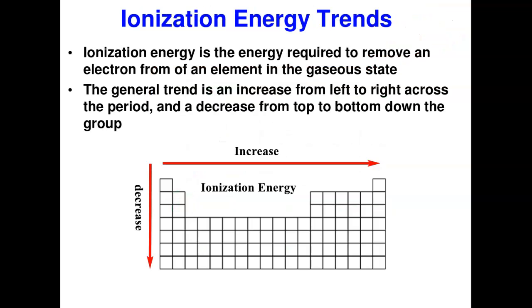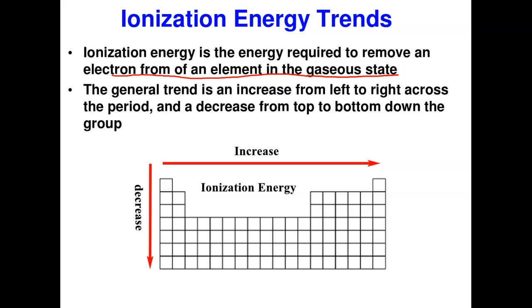So the next trend we're going to be looking at is the ionization energy. What is ionization energy? Ionization energy is the energy required to remove an electron from a gaseous atom. Of course, the easiest electron to remove will most times be the electron in the outermost shell. The electron in the outermost shell is the most loosely bound one, and that is the one you easily remove. So generally, the trend increases.